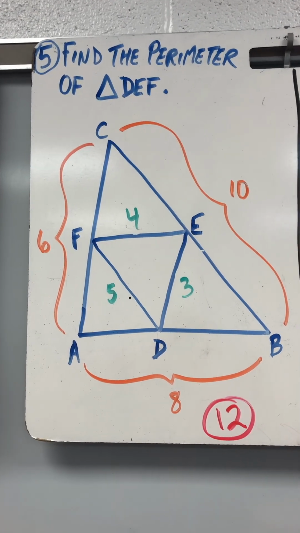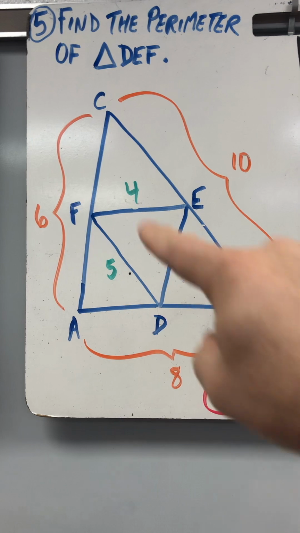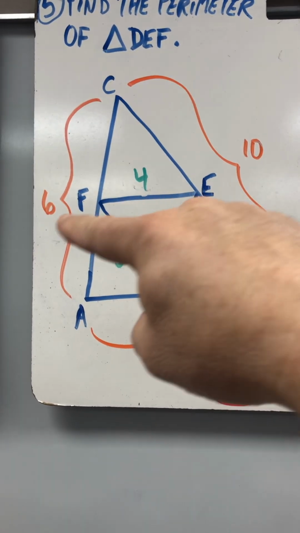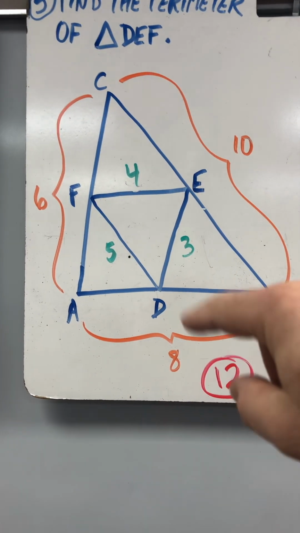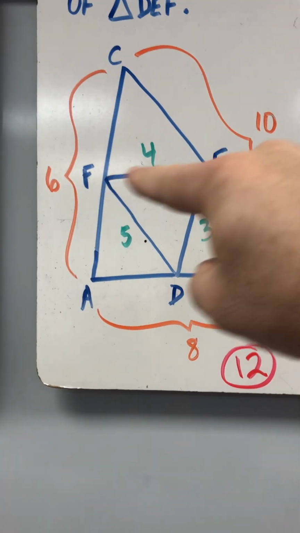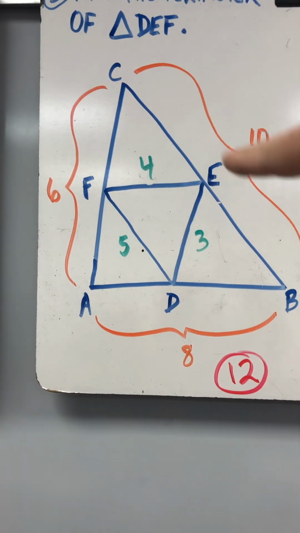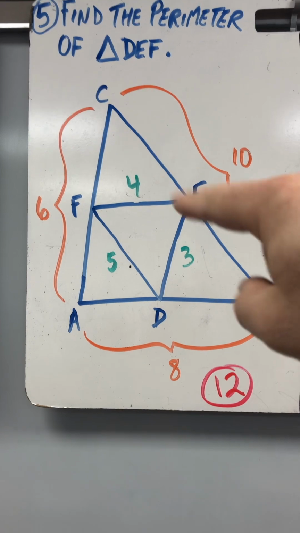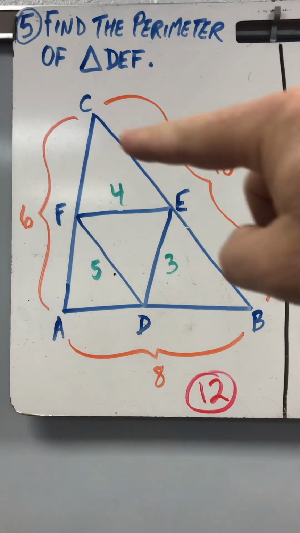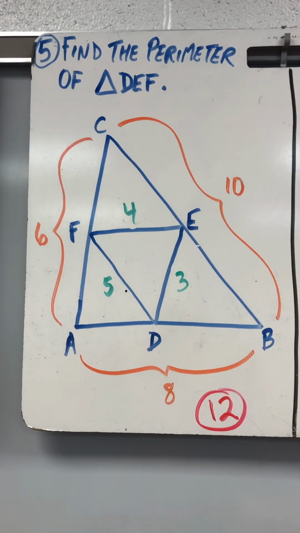You could also have a problem where it gives you these 3 numbers and not these 3 numbers. So what would you do? You would double these numbers to get these numbers if you wanted to find the perimeter of ABC, right? Okay.